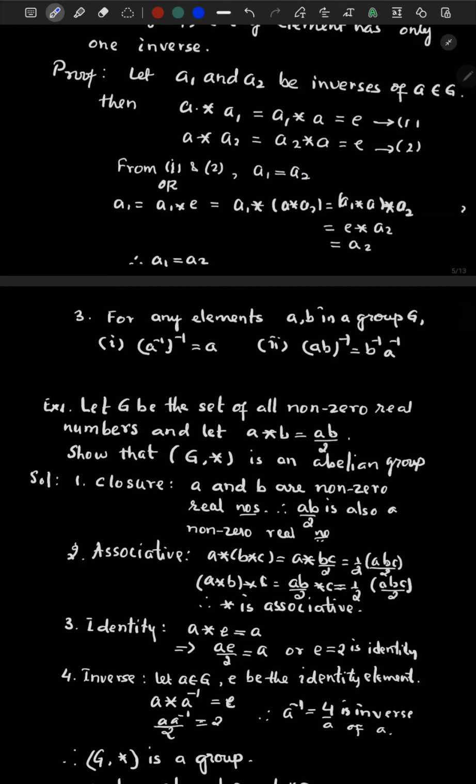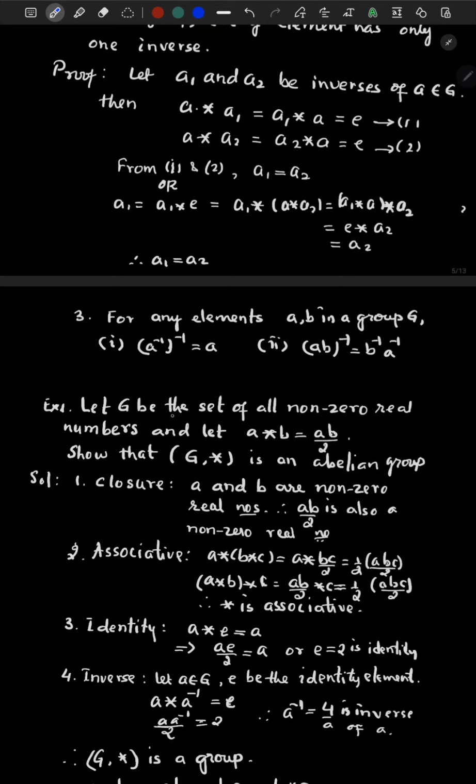There are two more properties. The third one: the inverse of A inverse is A, and the inverse of AB is B inverse star A inverse. I have not written the star, it is assumed here. AB means A star B.